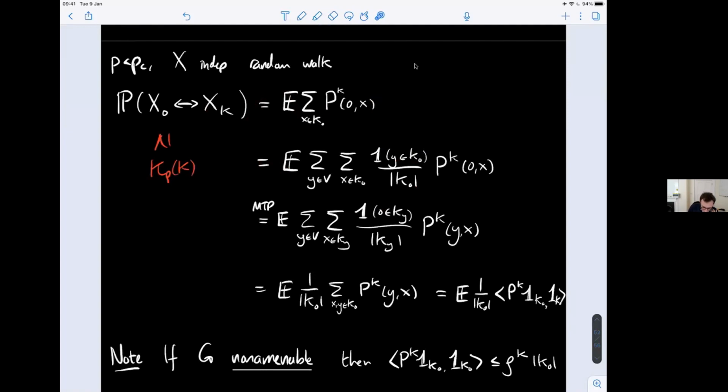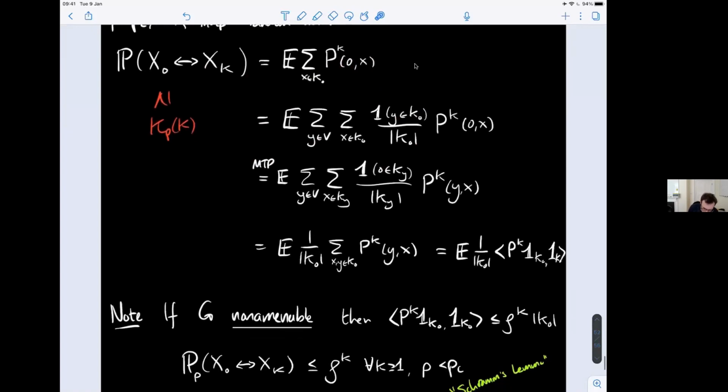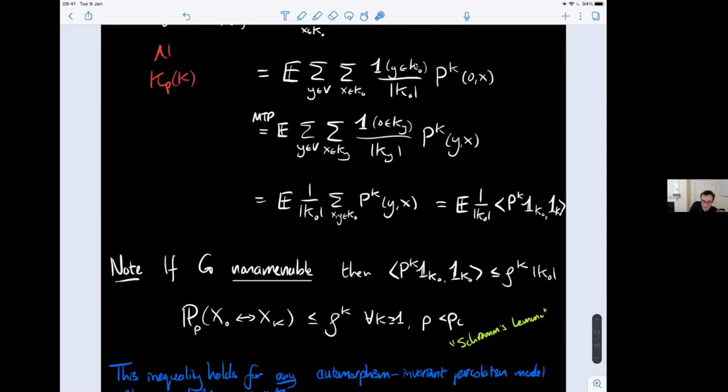But now I can apply the mass transport principle to switch the roles of the origin and y. And what I get is the expectation of the sum over y, sum over x belongs to the cluster of y now, the indicator that the origin belongs to the cluster of y, over the cluster of y. I'm just swapping all the origins and all the y's. But if the origin belongs to the cluster of y, then that's the same as y belongs to the cluster of the origin. So I can change these back to the way I had them before, and I get in the end that this is equal to the expectation of 1 over the volume of the cluster of the origin times the sum of all pairs of points in the cluster of the transition probability, which I can write in my L2 notation like this.